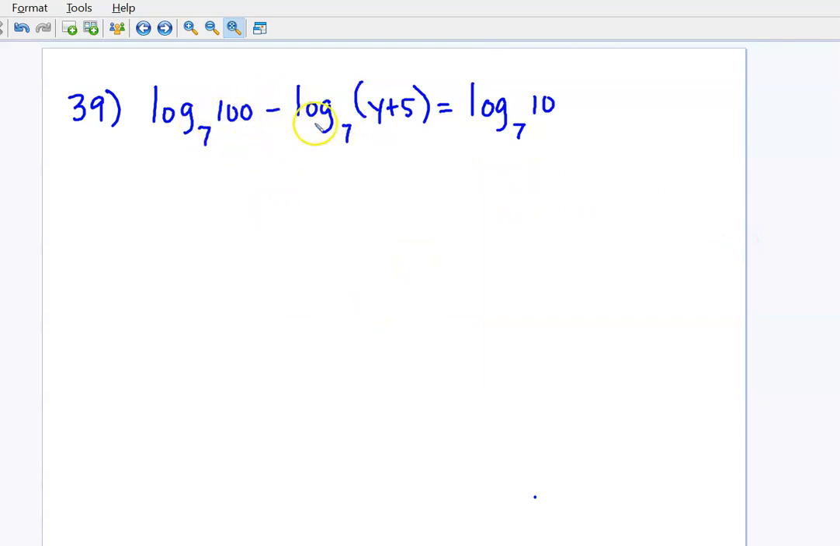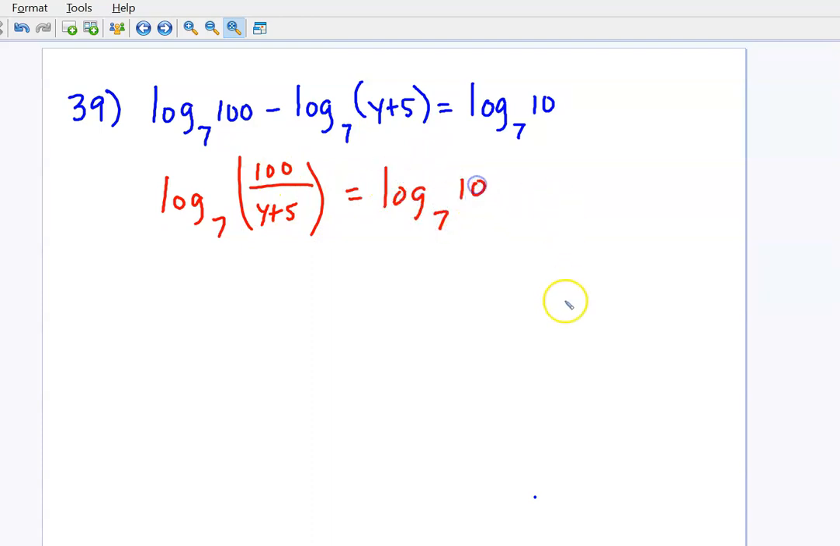On the left side of the equation, you notice we have two different logs. It's always true for these log equations that multiple logs, in this case 2, need to be combined into one. When two logs of the same base are being subtracted, we can write this as a single log of that base using division. So this left side of the equation using the quotient property will look like this: log base 7 of 100 divided by y plus 5, and that's going to equal log base 7 of 10.